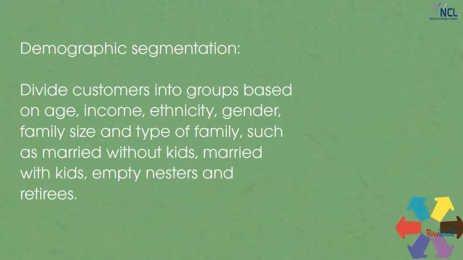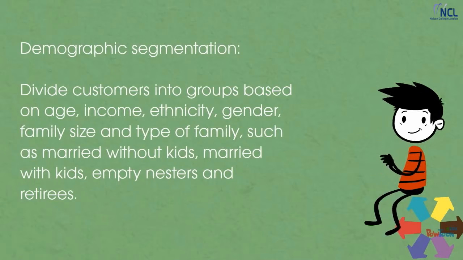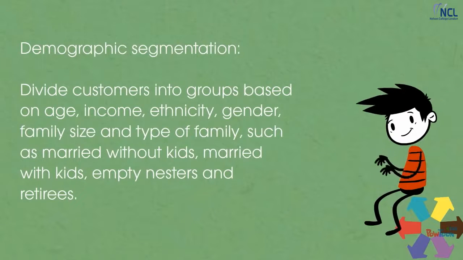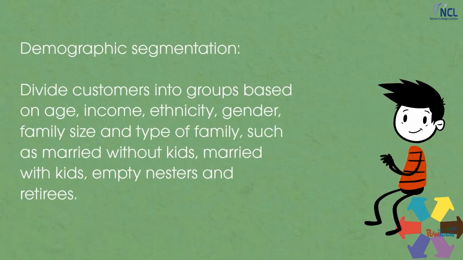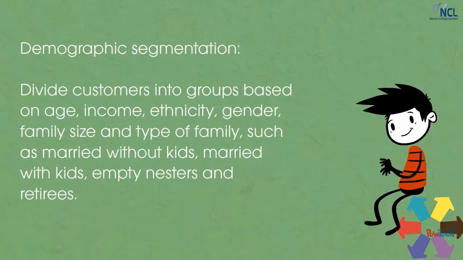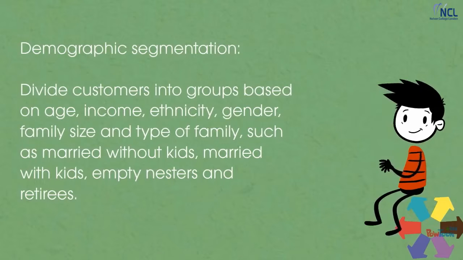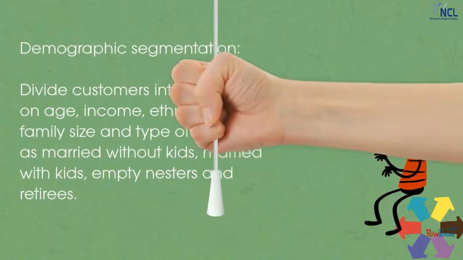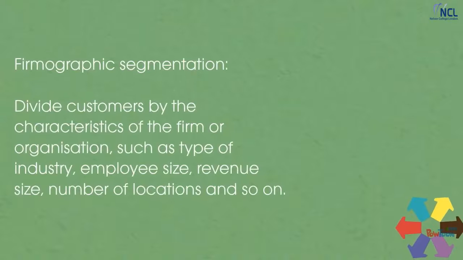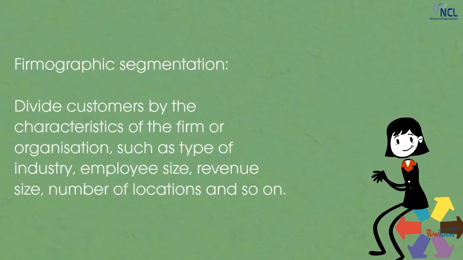Demographic segmentation divides customers into groups based on age, income, ethnicity, gender, family size and type of family, such as married without kids, married with kids, empty nesters, and retirees. Firmographic segmentation divides customers by characteristics of the firm or organization, such as type or industry, employee size, revenue size, number of locations, and so on.